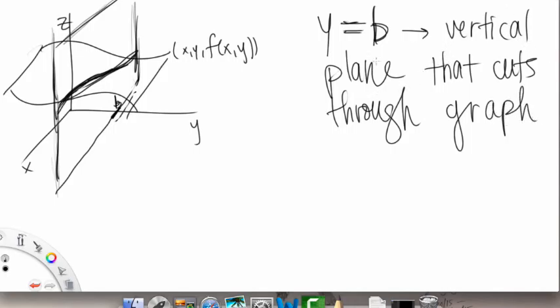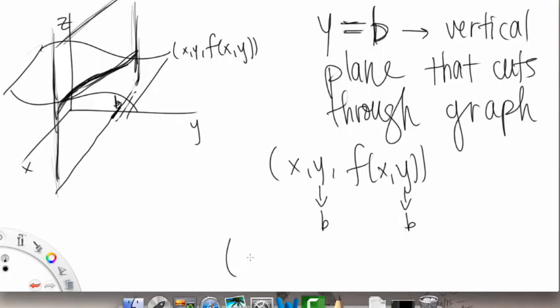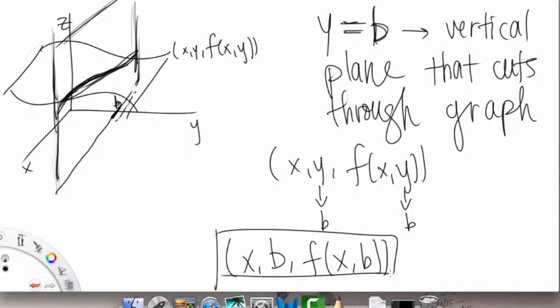And let's see what this one says as a formula. So this is what we had in the beginning before we froze any variable to a constant, but now we're setting y equal to b, so our new equation for this vertical trace is going to be x comma b comma f of x comma b, okay? So this is the formula for this curve right here, the one bolded, right? That's our vertical trace at y equals b, okay?